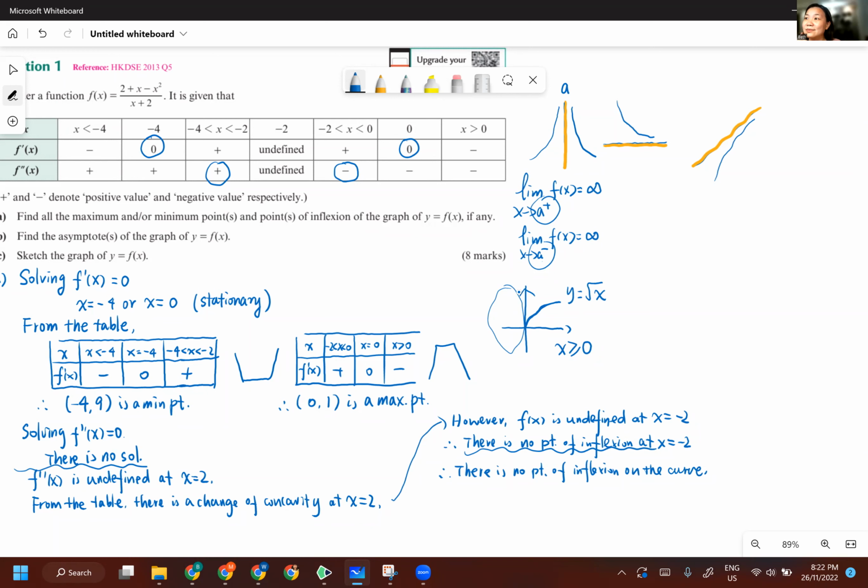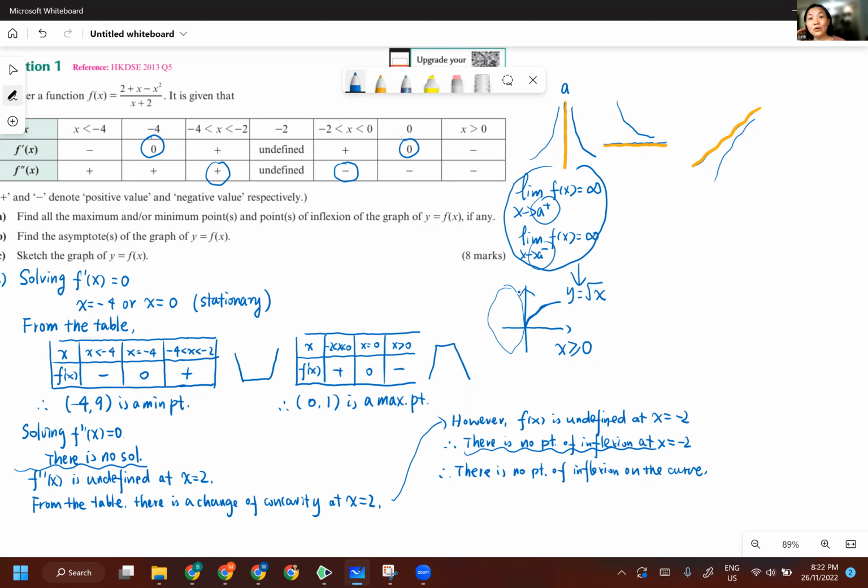Simply because there is no infinity. Now, you cannot find this on this curve. You don't have anything that tends to infinity at any point.